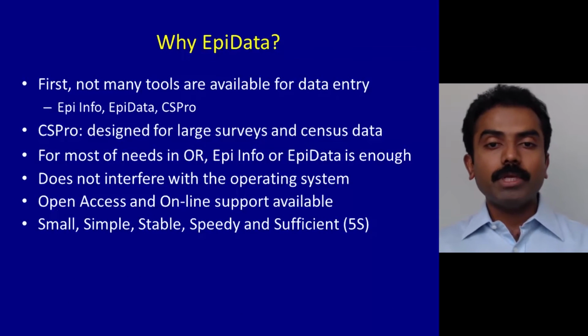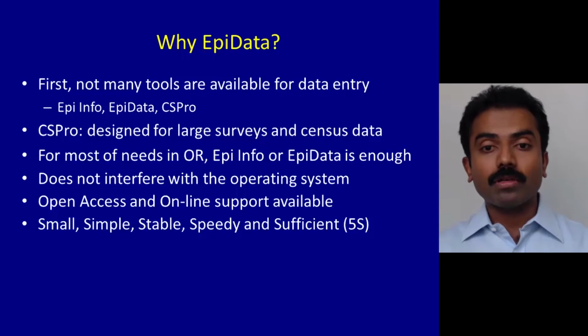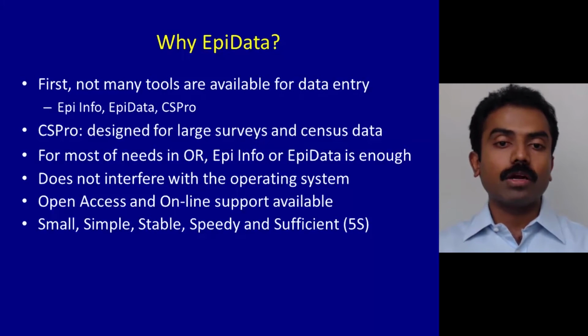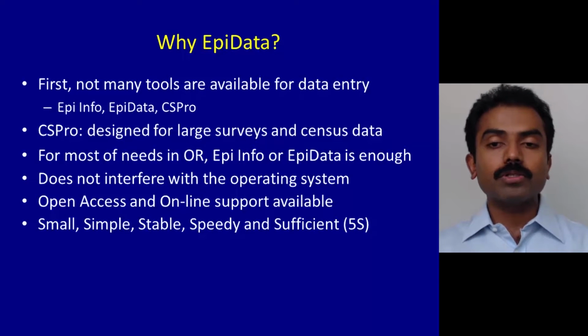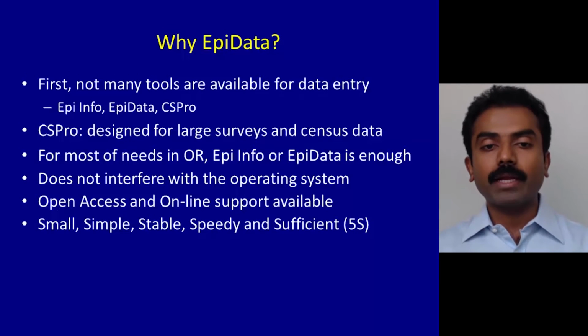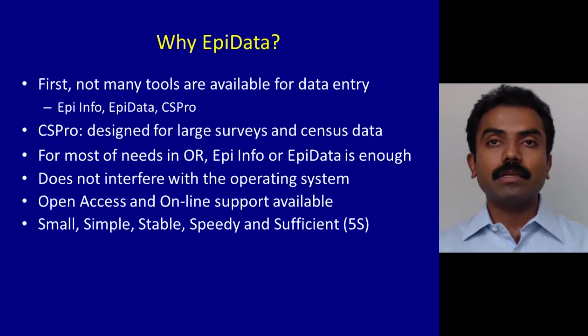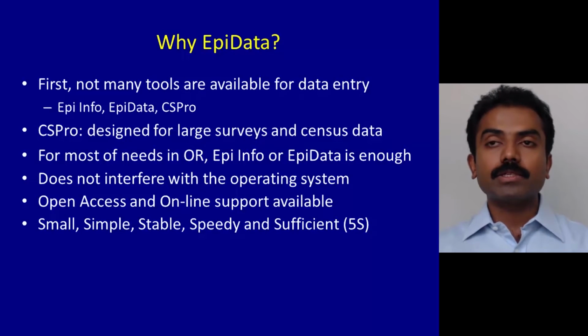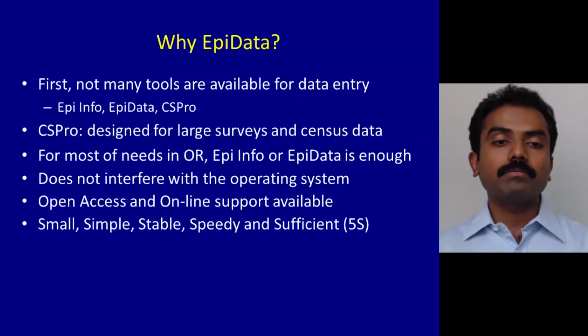And why are we preferring EpiData to EpiInfo in this course? First of all, not many tools are available for data entry. We talked about EpiInfo, EpiData. There's one more sophisticated tool called CS Pro. Now CS Pro also is a software developed by the US government, and it's designed basically for large surveys and census data. So for example, if we conduct a census of India, 1.25 billion people, we need a sophisticated database to handle such kinds of data. And for those situations, we need CS Pro.